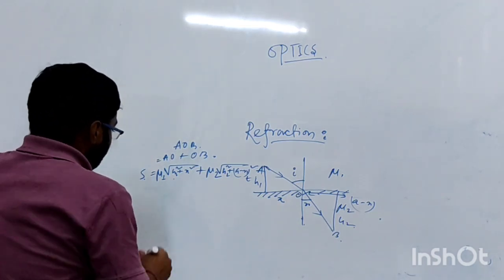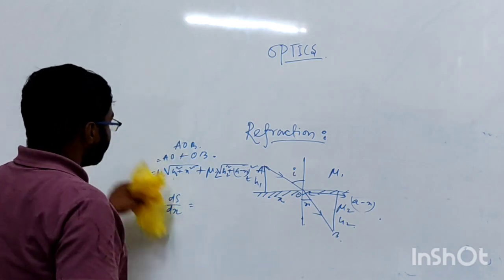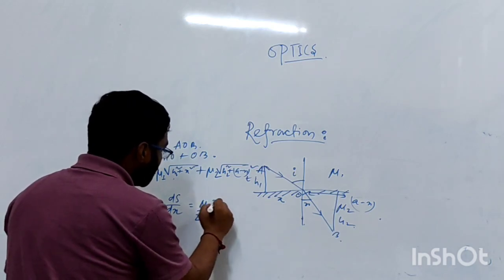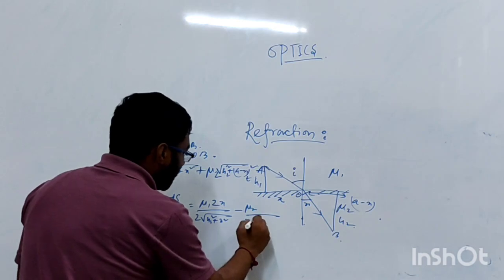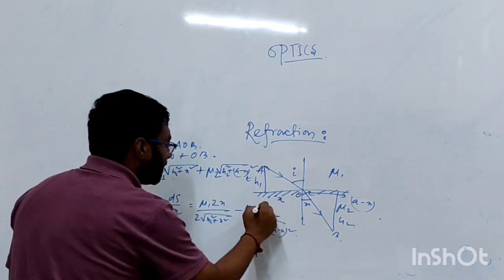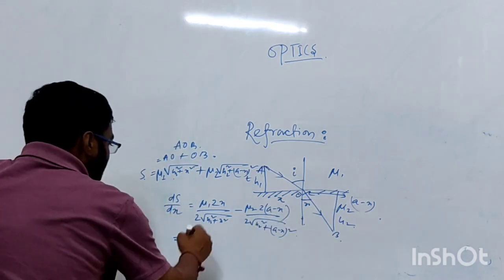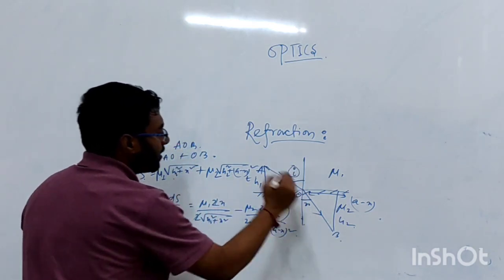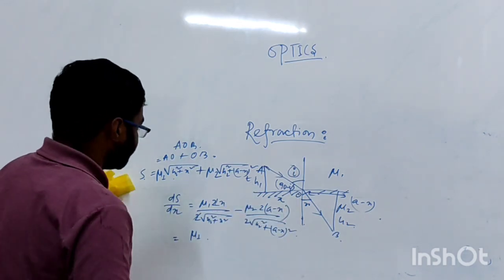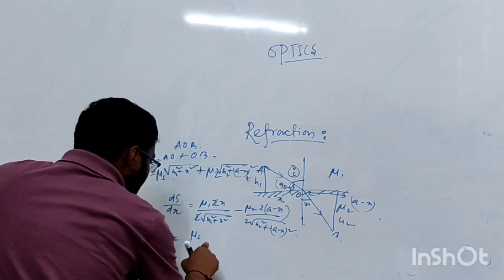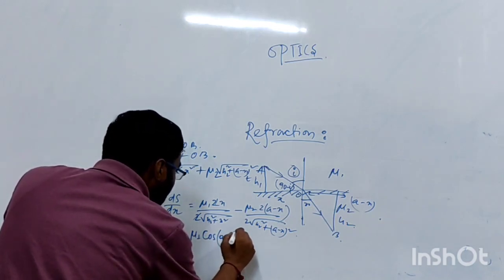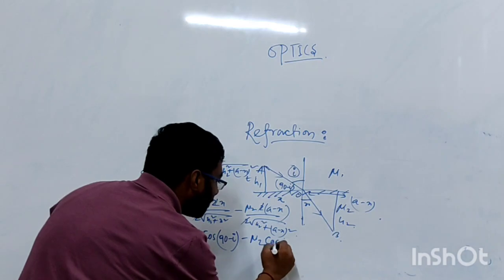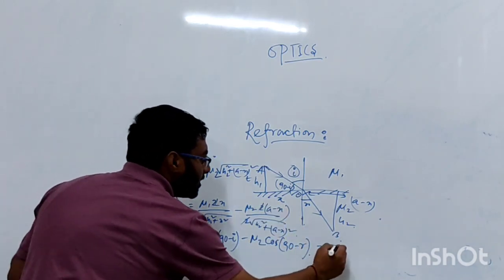If we call the optical path S, then dS by dx should be equal to mu1 by root over H1 square plus X square into 2x, minus mu2 by root over H2 square plus A minus X whole square into 2 into A minus X. So the 2 cancels, and mu1 into, if the angle is I, then we can consider 90 minus I, so x by OA means cos of 90 minus I, minus mu2 into cos of 90 minus R, equals 0.